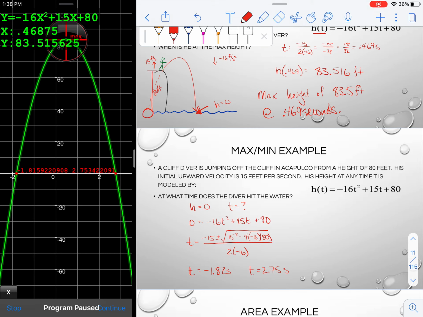Now, if we think about it, the negative 1.82 seconds would be back here on the left, right? So assuming that this motion from the point where he jumps into the water would have been continuous, starting from the water and following this parabolic path, we would get that other solution. In this case, this one makes absolutely no sense. I can't hit the water before I jumped. So the only one that really makes sense for us here is t equals 2.75 seconds, and our cliff diver enters the water 2.75 seconds after he jumped, okay?